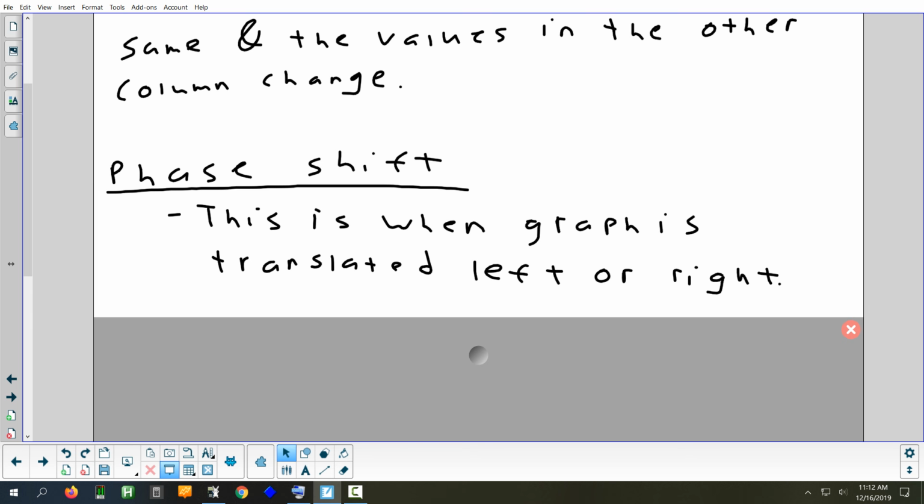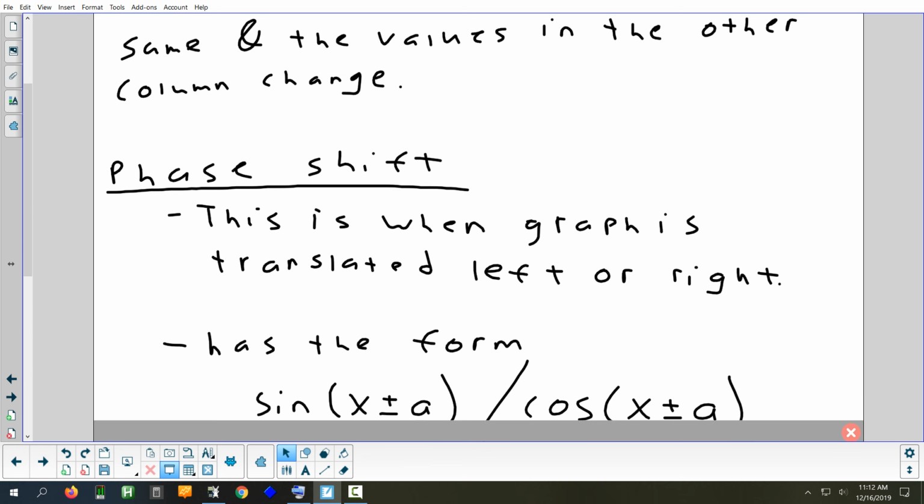So don't let the name confuse you. Phase shift, we never mentioned. Yeah, we've done phase shift. We just never called it a phase shift. It just means move left or right. The only one when we do trig that doesn't have a special name is a vertical shift. The vertical shift we just call vertical shift. But the other ones have special names.